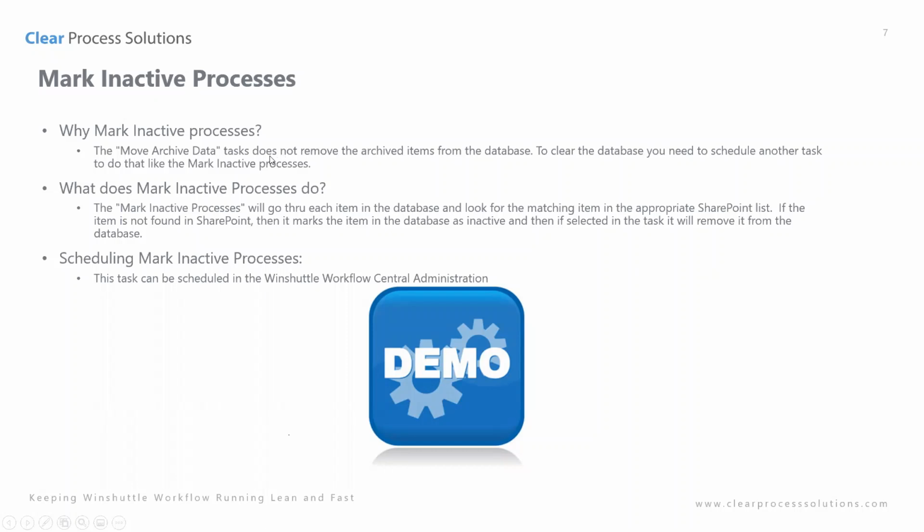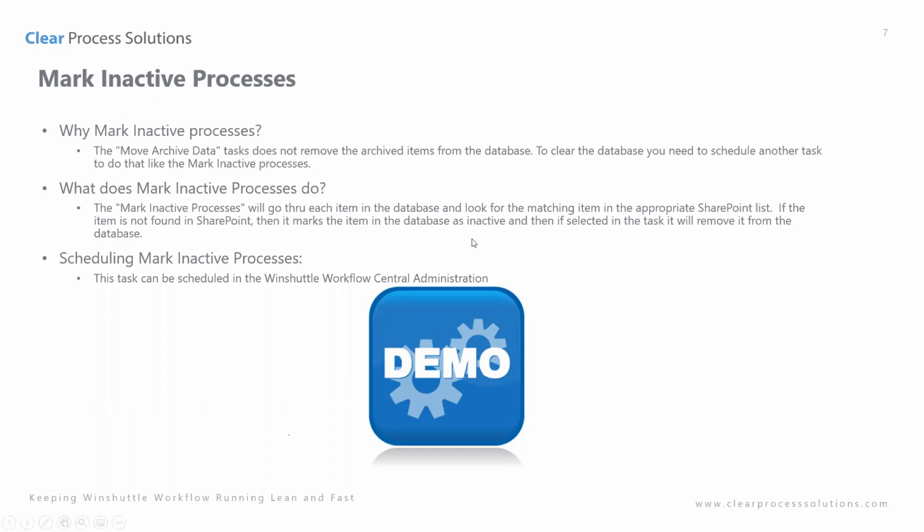But what it doesn't do, and what I point out here, is it does not remove the database items. So the items are still in the database along the way. So to clear the database, you need to schedule either this task or the task we're going to look at in topic 3 here. So the mark inactive process, what it does is it goes through each item in the database that's complete and looks for the matching item in SharePoint. And if it's not found, then it says, hey, this item in the database is inactive. And so it's going to mark it inactive.